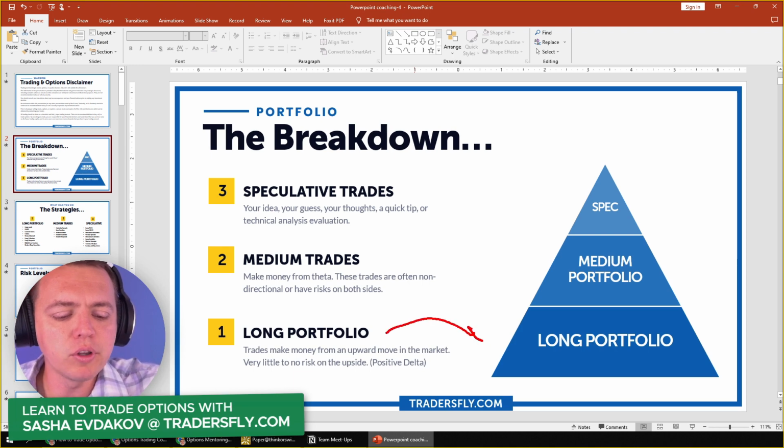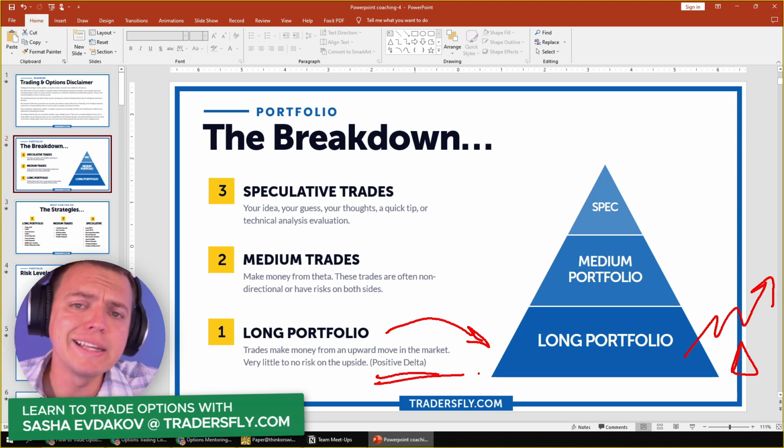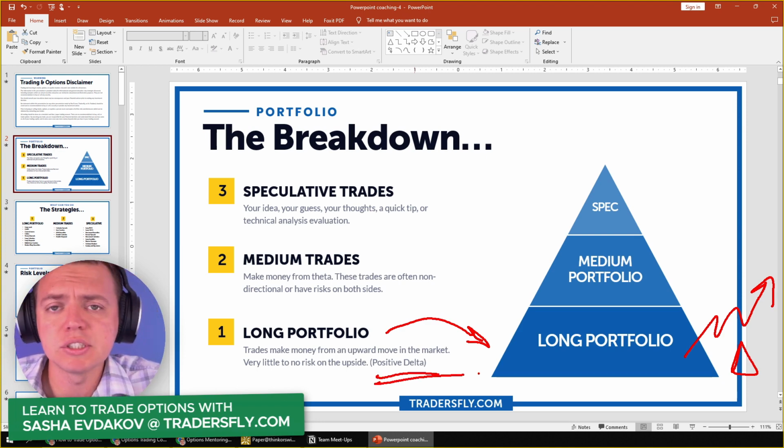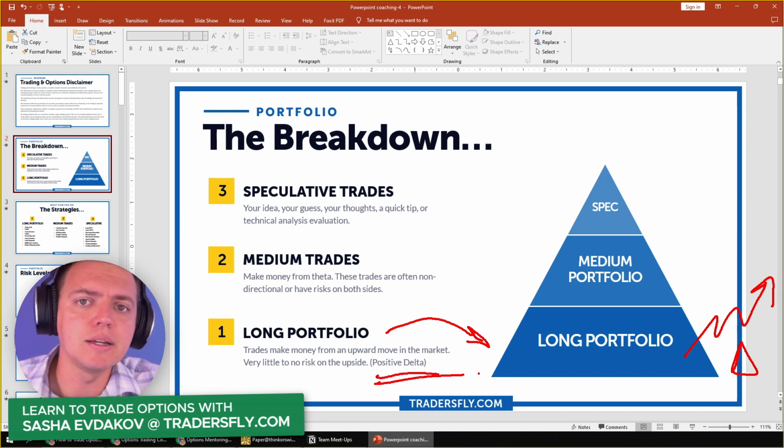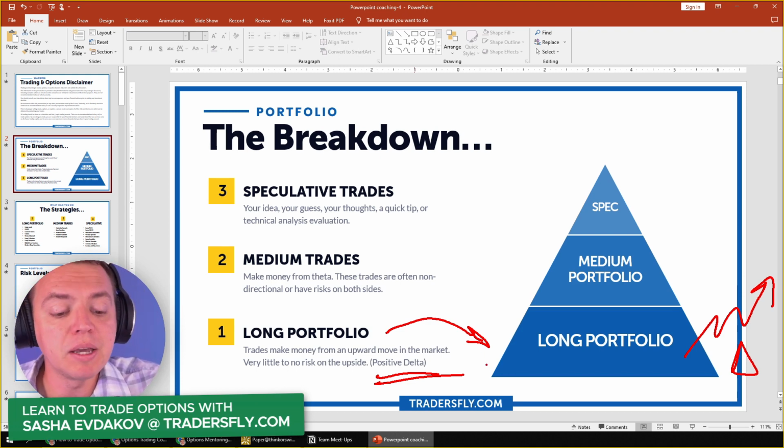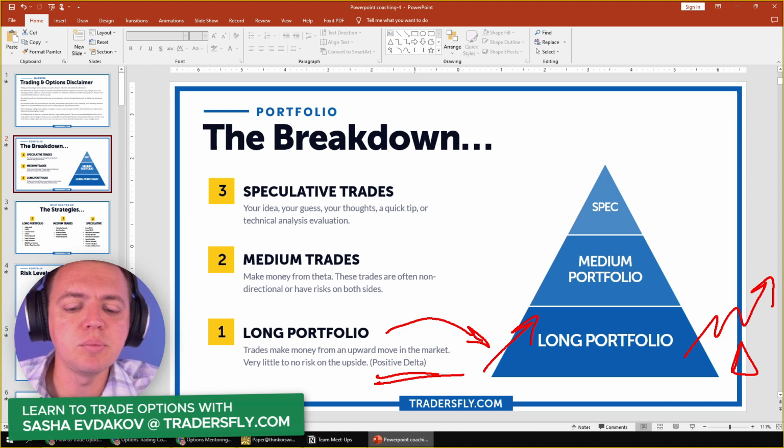With a long portfolio, what we're trying to do is really just like a long investor. You're trying to make money from delta usually. So positive delta, things go up. This is what most people do: I buy a stock, I hold it, and it continues to run up. You're trying to make money from appreciation or an upside move.